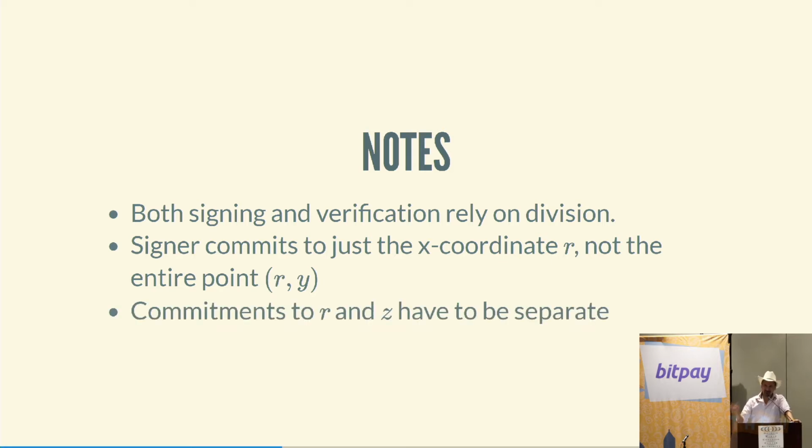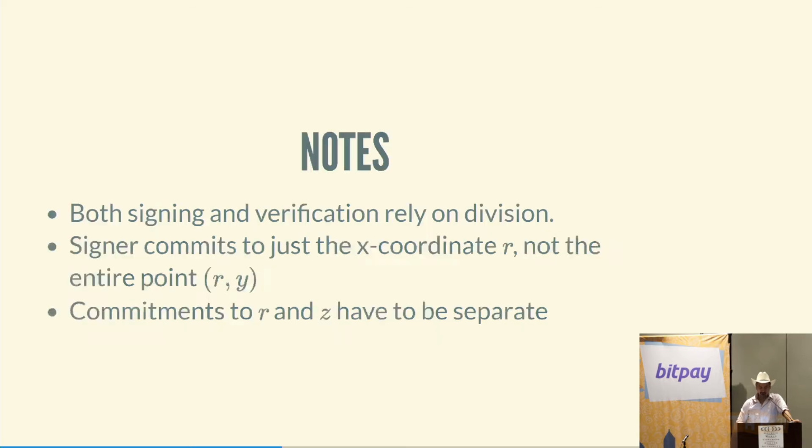The commitments to R and S are separate, right? Like R divided by S times P is in a separate term, and Z divided by S times G is another term. They're in separate terms because you have to commit to them separately. There are all sorts of weird attacks that you can do if you commit to them at the same time. So those are some of the weaknesses of ECDSA.